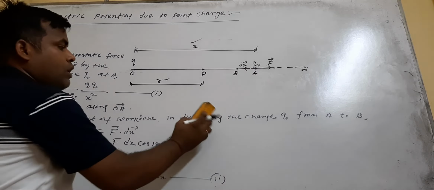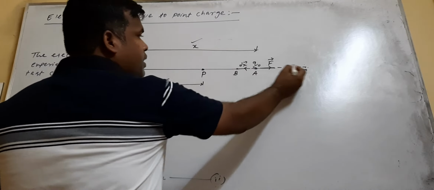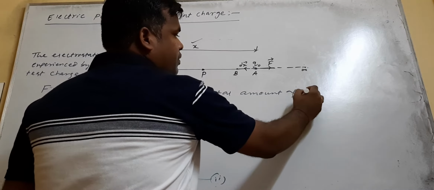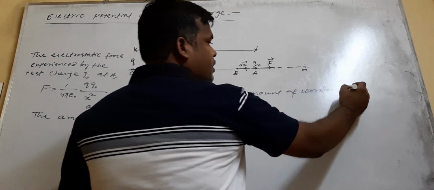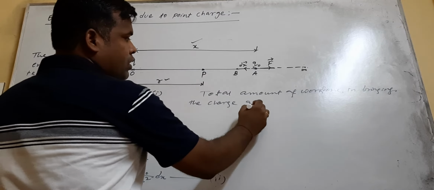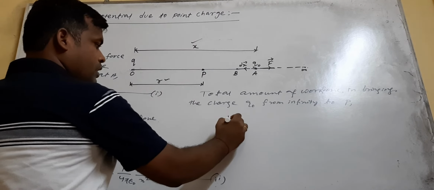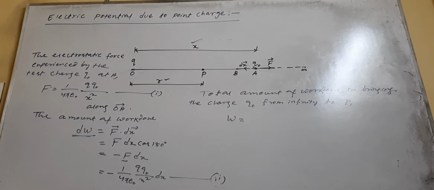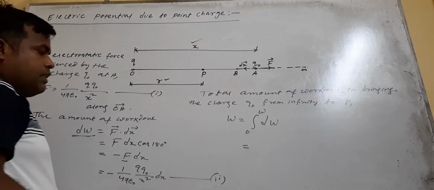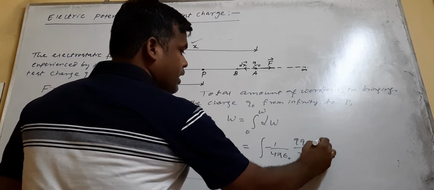Now we will find the total amount of work done in bringing the charge Q0 from infinity to the point P. Total amount of work done in bringing the charge Q0 from infinity to P will get by taking integration of dW, that equal to dW integration, that is 0 to W. dW is this, that is minus 1 by 4 pi epsilon 0 Q0 by x square dx.